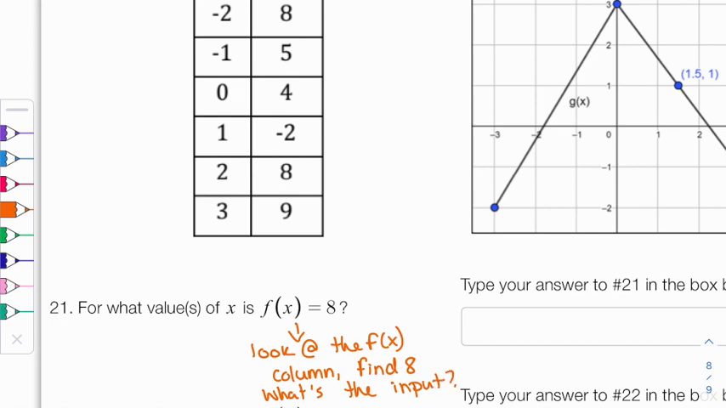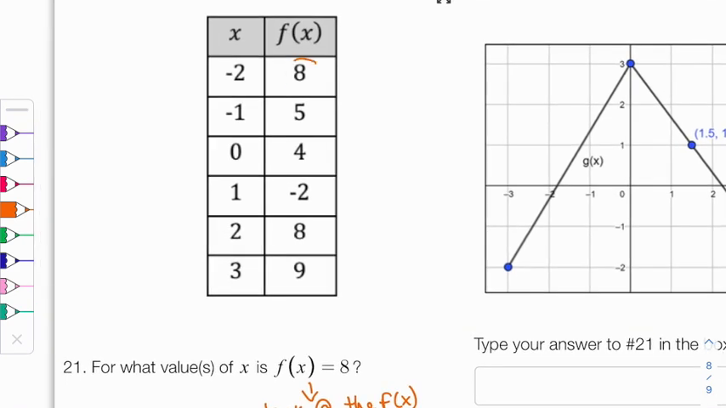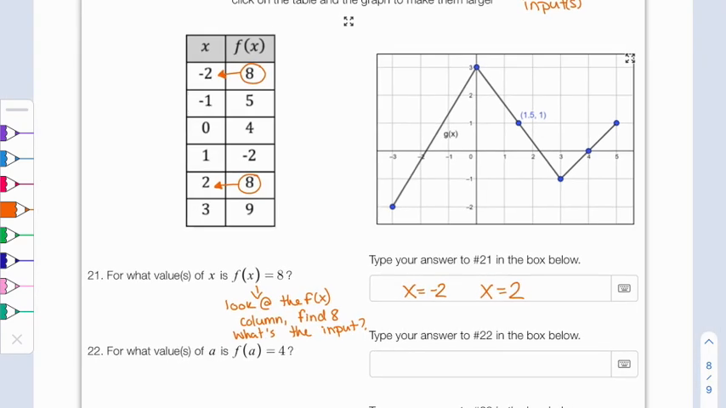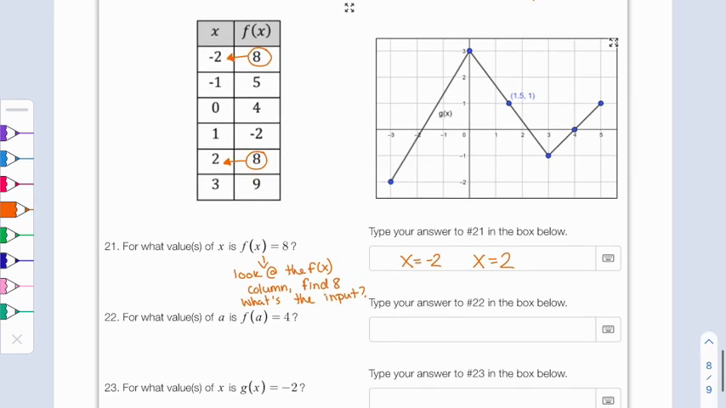Surprisingly enough, right on this first one, here's 8. I get x equals negative 2. However, I also see an 8 down here, so x is also 2. It is both x equals negative 2 and x equals 2. There are 2 of them, multiple. You need to state them both.